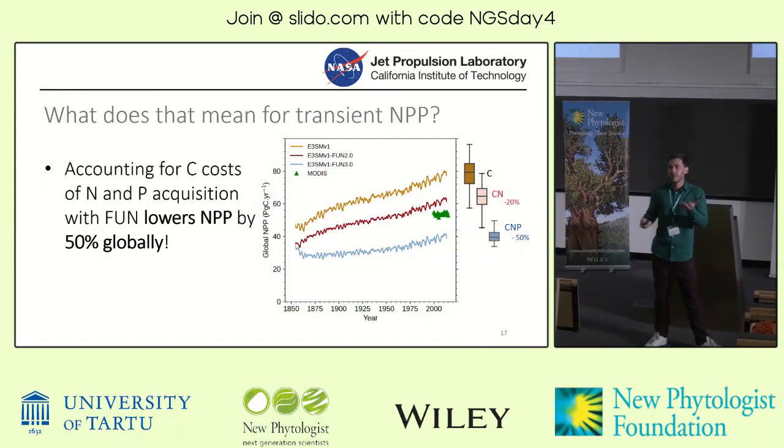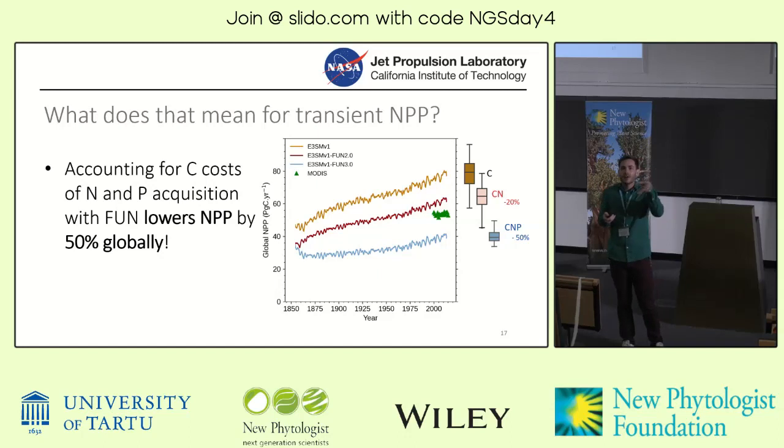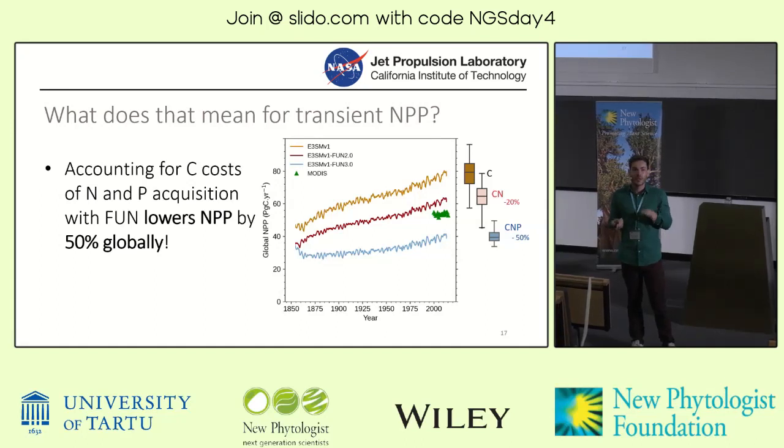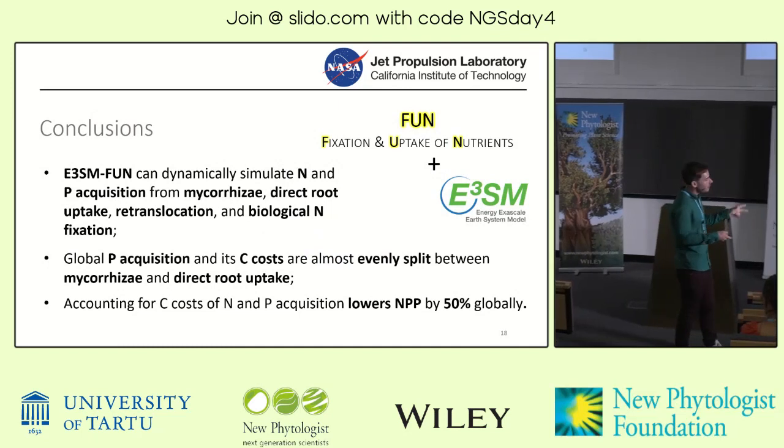And then now to answer the question that I asked at the beginning, when we add all these missing processes into our system model, we actually get a worse projection of photosynthesis in the future. Not a 25% reduction, but a 50% reduction.